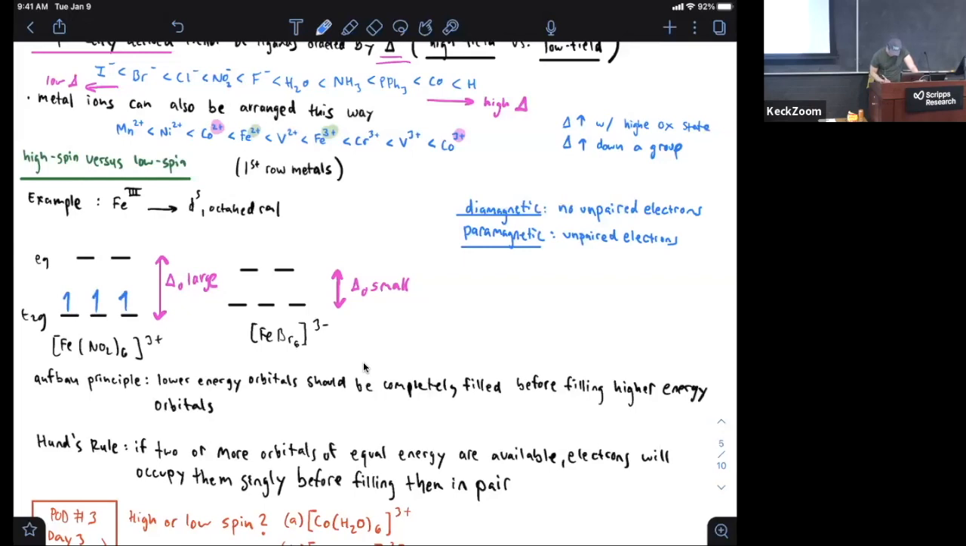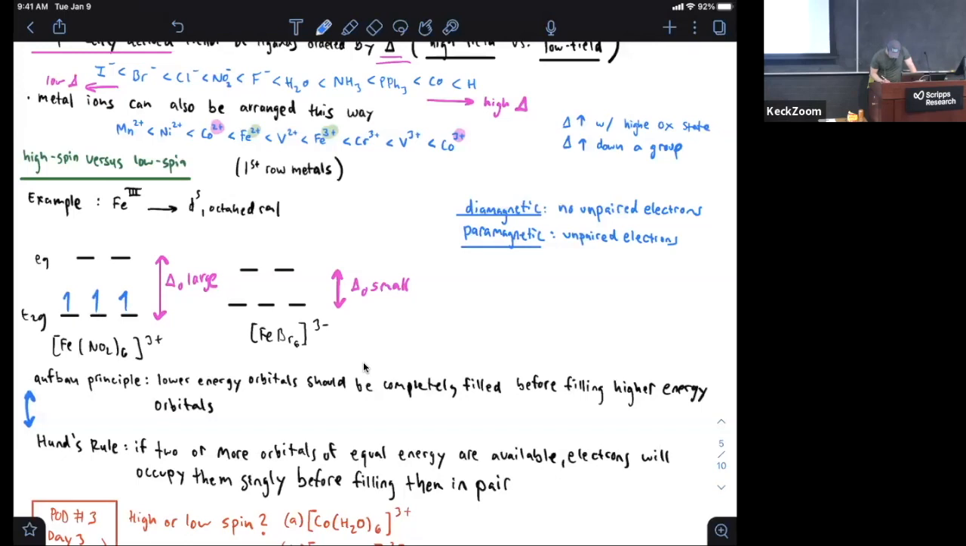And then you have a competition. You have a competition between the Aufbau principle, which states that lower energy orbitals should be completely filled in first before going to higher energy orbitals, and Hund's rule, which says that if 2 or more orbitals of equal energy are available, electrons will occupy them singly before filling them in pairs. So you can imagine then that when this splitting energy is relatively small in magnitude, then the electron pairing energy can actually be higher than the energy required to occupy a higher energy orbital.